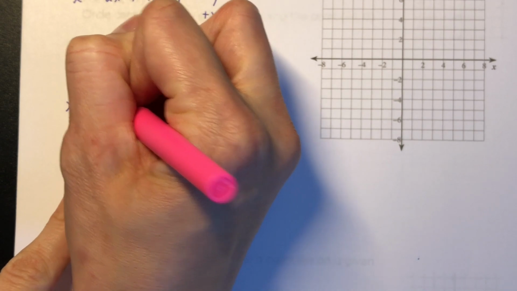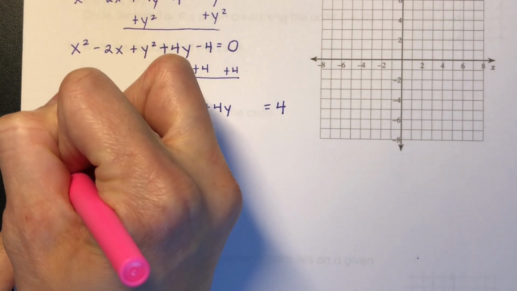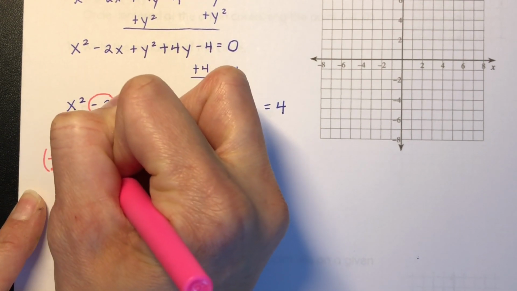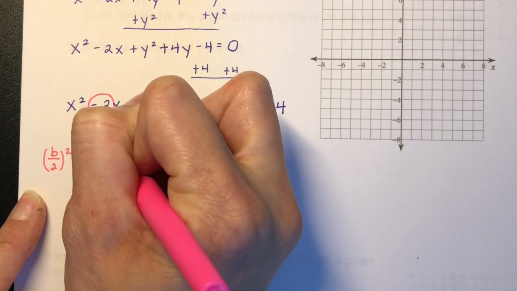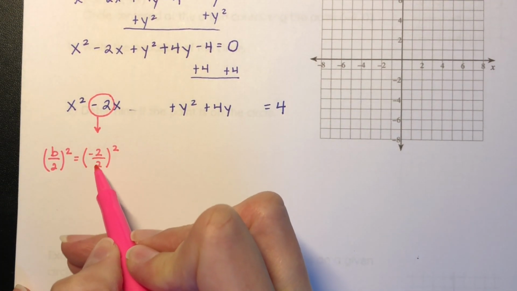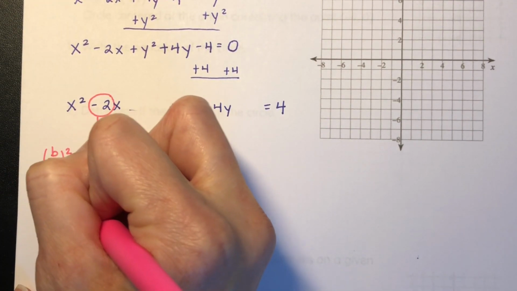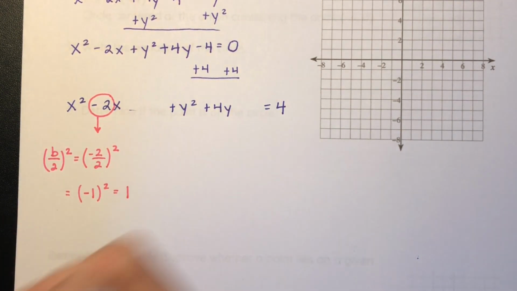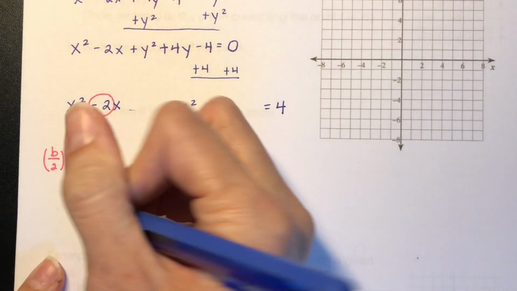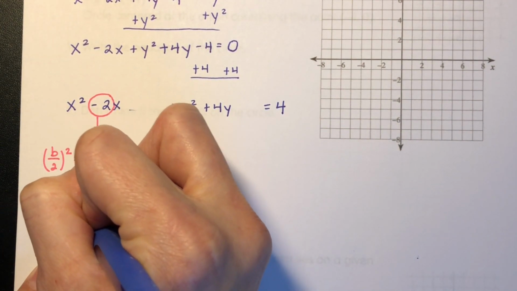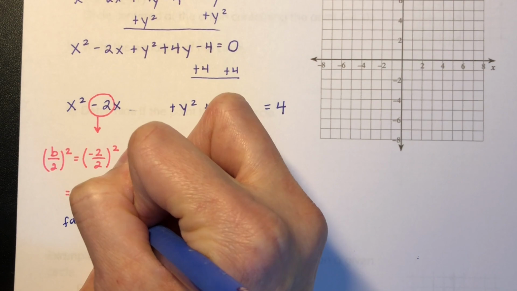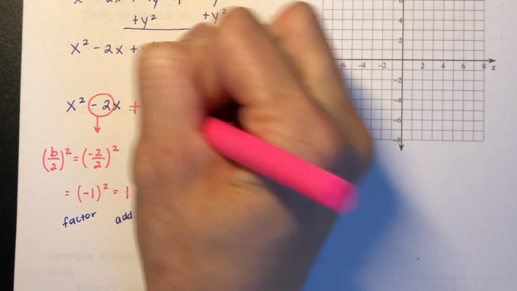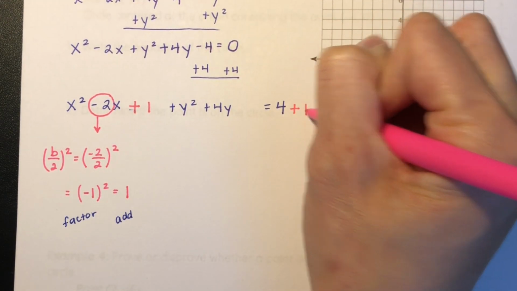I have negative 2 for my b. Remember, it's b divided by 2 squared. So that will be negative 2 divided by 2 squared. Negative 2 divided by 2 will equal negative 1, squared will equal positive 1. So remember, negative 1 is what I will use when I factor. Positive 1 is what I'm going to add. So I'm going to add positive 1 right away, otherwise I forget about it, to both sides.